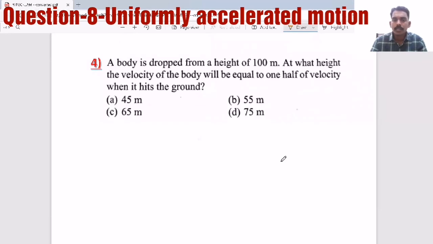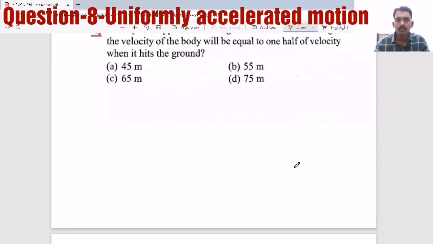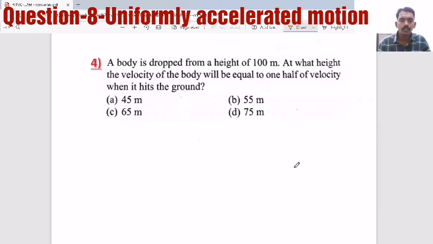Now, a body is dropped from a height of 100 meter. At what height will the velocity of the body be equal to 1/2 of the velocity when it hits the ground? So here, the meaning of the question is important. The body is dropped from a certain height, let's take it as H. At what height the velocity will be half, we don't know. Let's take small h.